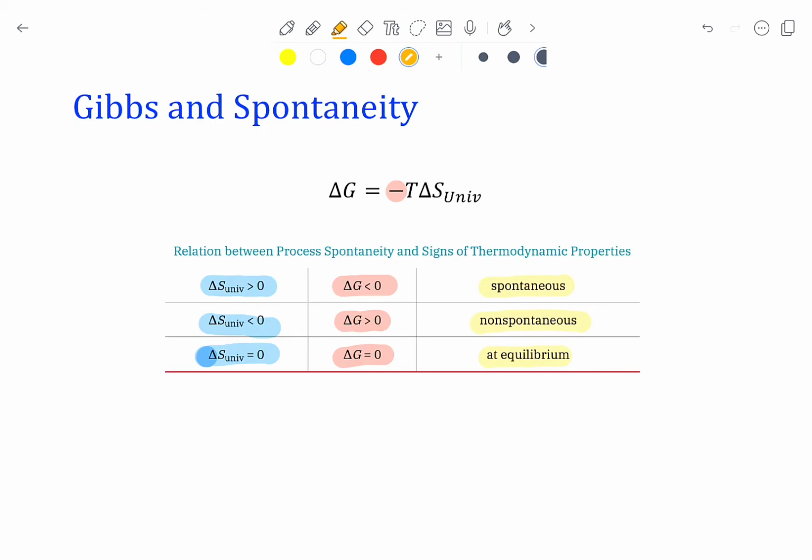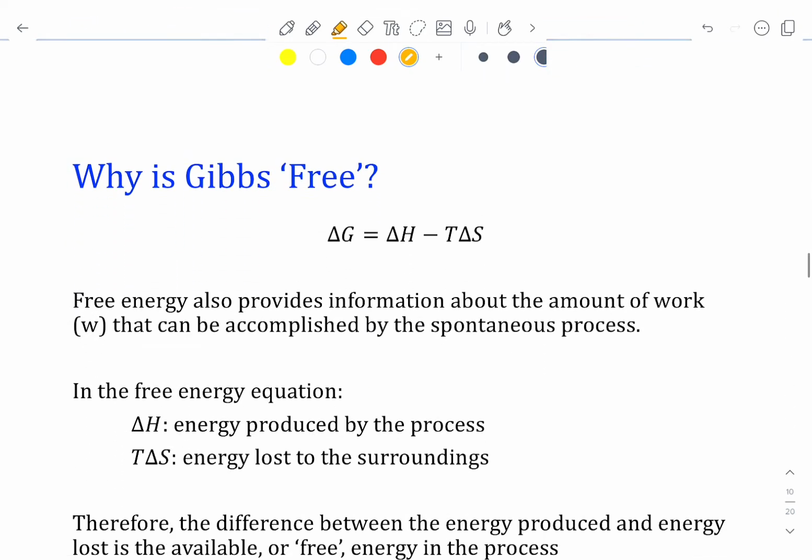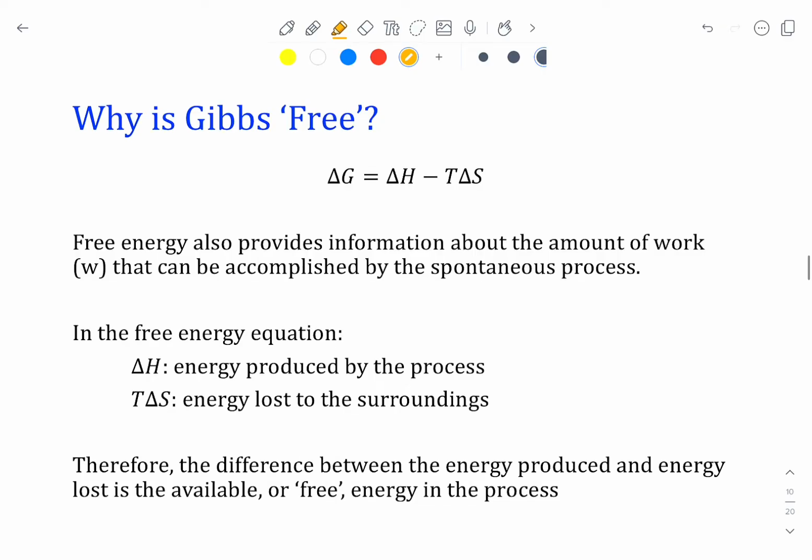So before we jump into some practice utilizing our Gibbs free energy, let's discuss why we say that Gibbs is free. Where did this free come from? Why don't we say free enthalpy or free entropy? Well, free energy provides information about the amount of work, W, which we haven't talked about in a while, but it was in our previous lessons, that can be accomplished by the spontaneous process.